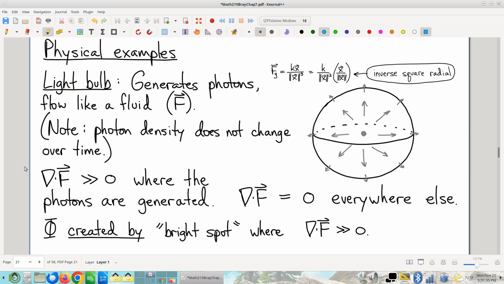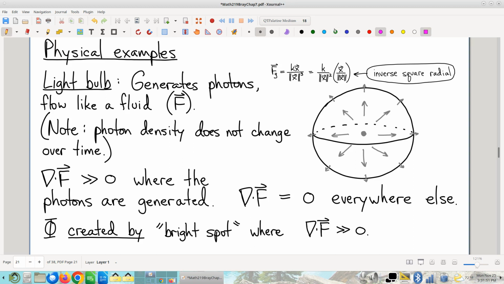Let's think through this for a second. We've got a vector field, and the vector field represents flow of fluid. When you have a vector field, you can talk about the divergence. How would we compute the divergence? I'm going to compute the divergence in a couple of places.